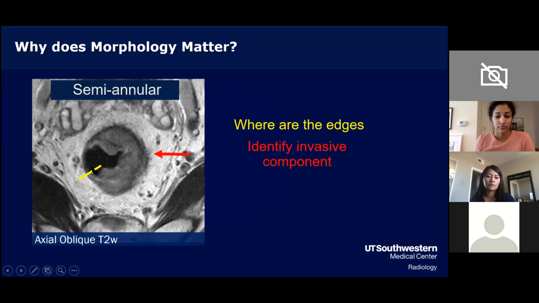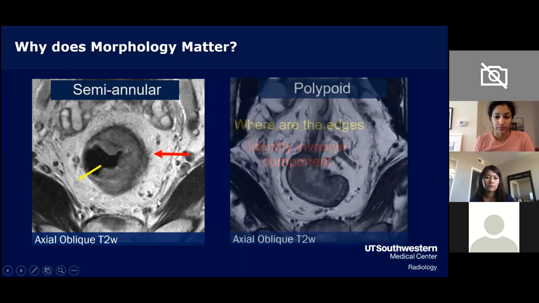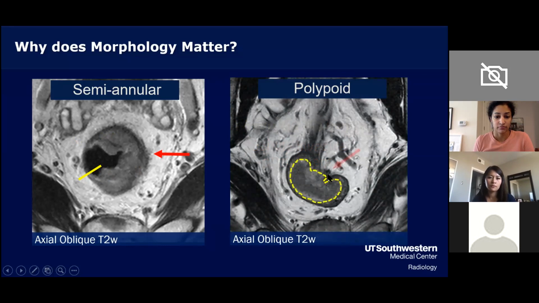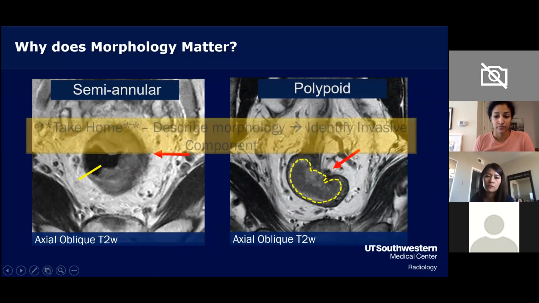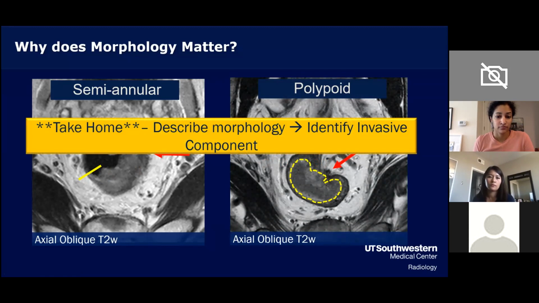Okay, so what I teach our residents and fellows is look for those rolled edges, and then opposite from there is where you want to look for the invasive component of the tumor. So it can help you in that way. For a polypoid tumor, typically the invasive component is going to be at the base of the polyp. So morphology helps you not only describe the tumor to the surgeon, but also helps you identify the most invasive component of the tumor.